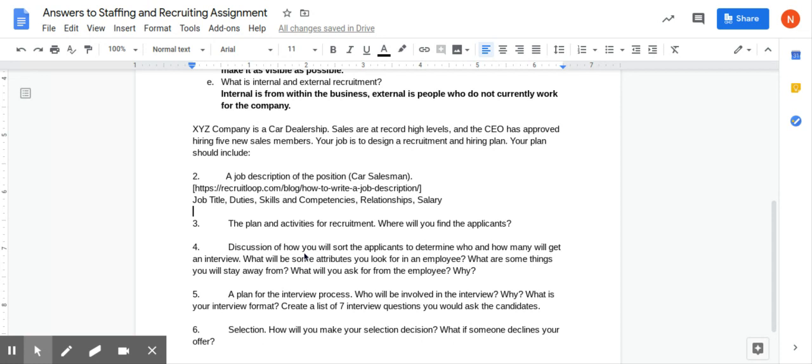That website provided you with the different parts of the job description: job title, duties, skills and competencies, relationships, salary. If you read through that, it'll give you an idea of what each section is. For a job title, basically you should just be listing a car salesman. You can talk about used and new cars, the kind of cars you'll be selling. We weren't really given too much information on that, so that's not really that big of a deal.